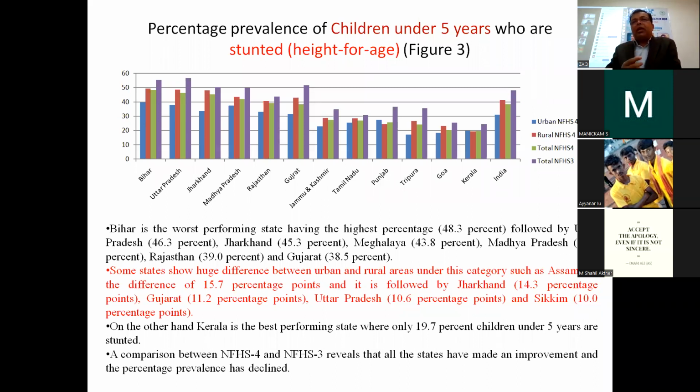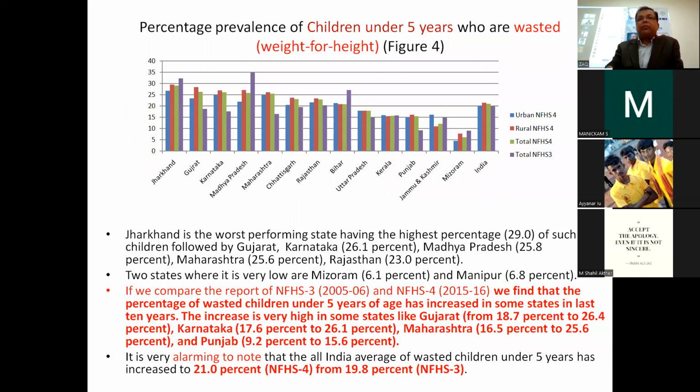Now, this is a serious implication of malnourishment. This is not the only implication. This is one of the very serious implications. Then let us go to the next one. That is weight for height. Now, this is known as wasting. That means whatever height is increasing, proportionately the weight is not increasing. Now, this phenomenon is known as wasting. And you can see again, even in terms of wasting, the performance of the states. Again, Jharkhand, Gujarat, Karnataka, Madhya Pradesh, Maharashtra, Chhattisgarh, Rajasthan, Bihar, Uttar Pradesh are performing very poorly. These states are having the phenomenon of wasting up to 25% or like that.